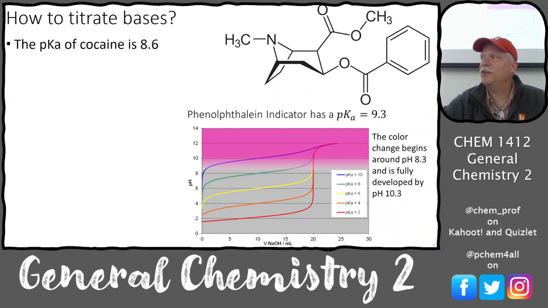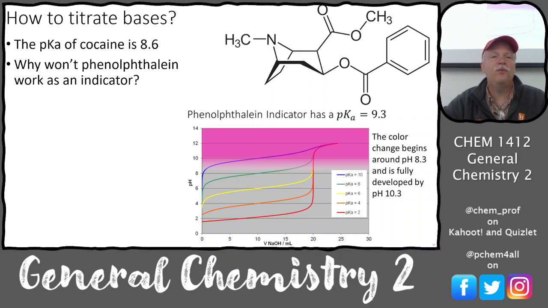And so how do we titrate this base? The pKa of cocaine is 8.6. And so phenolphthalein won't work as an indicator, because the color change for the phenolphthalein is going to happen around the time where the cocaine is buffered.